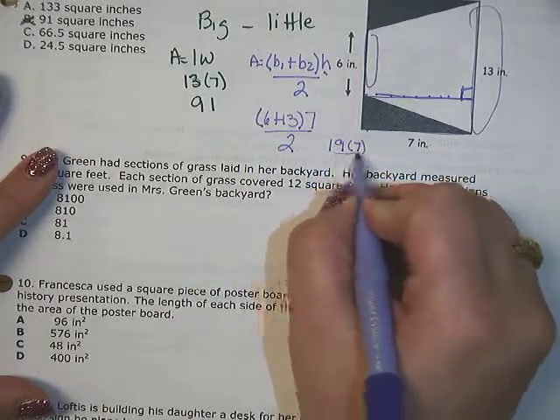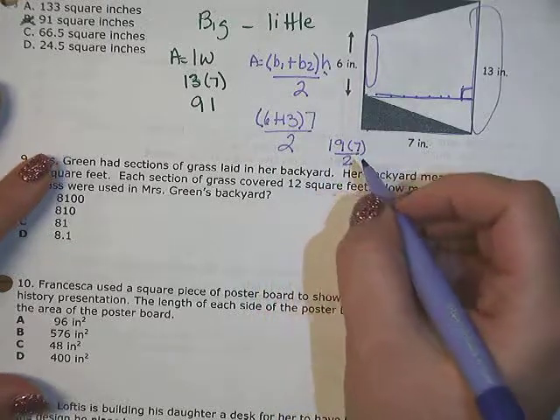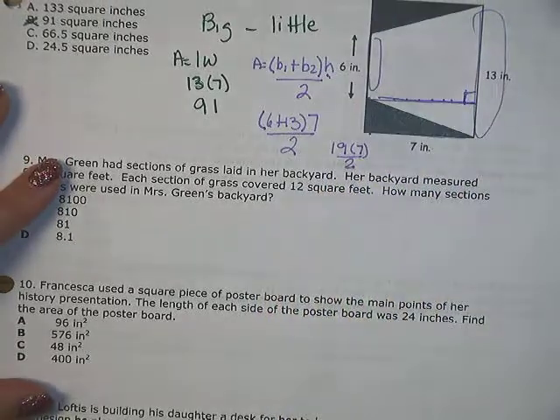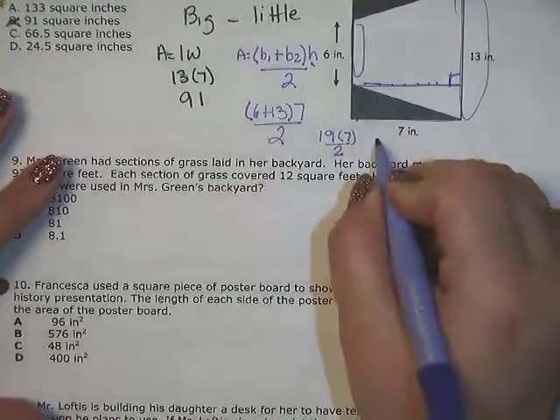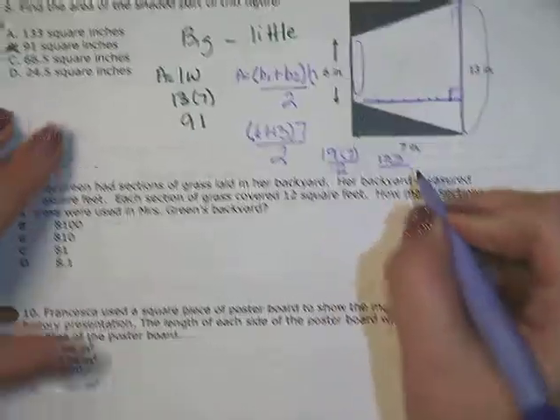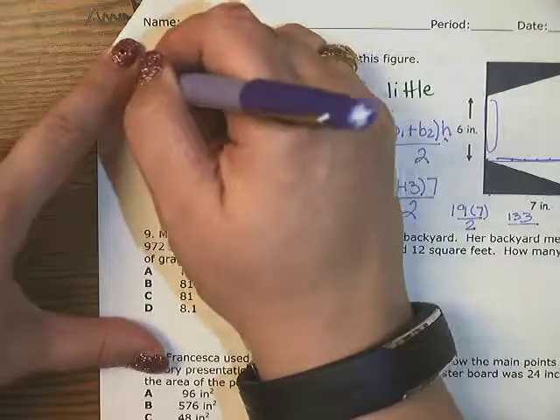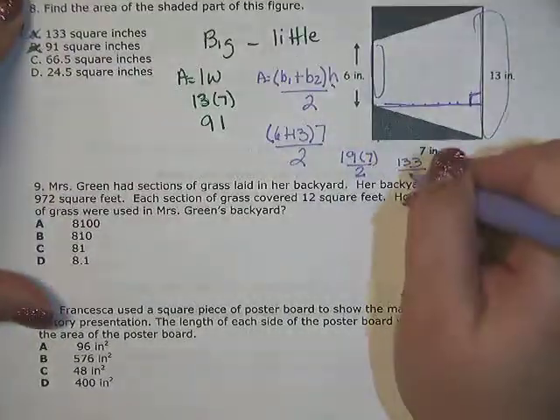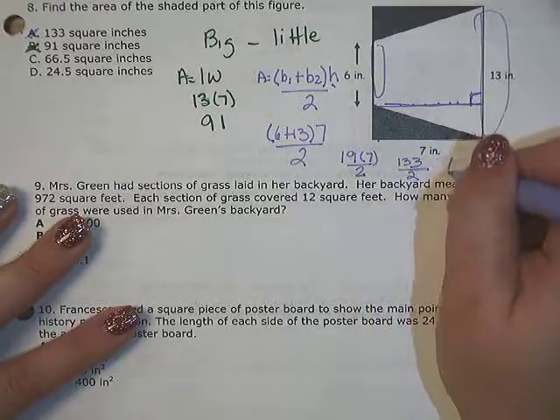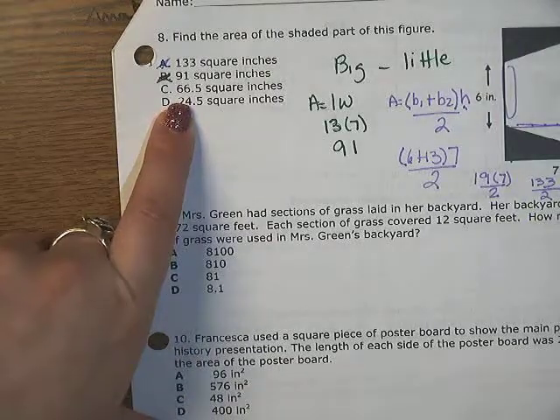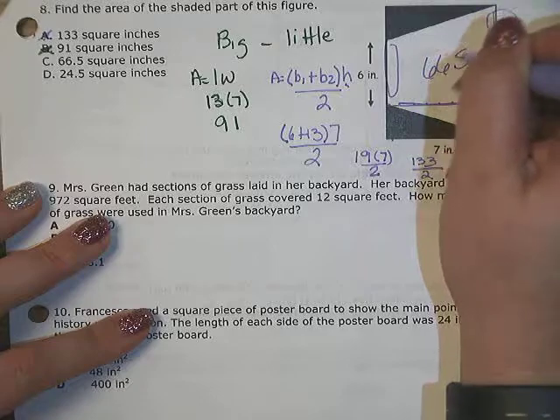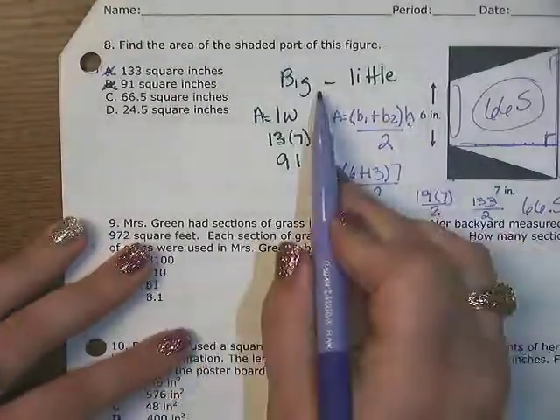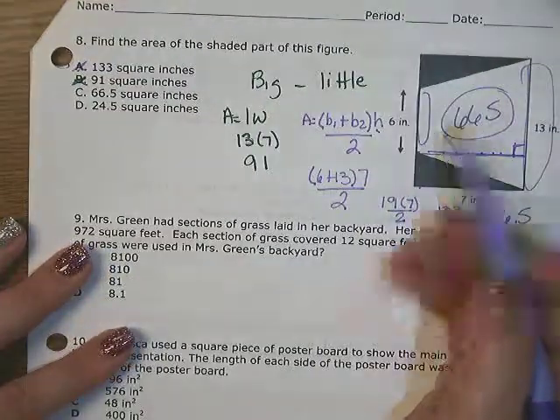Well, 6 plus 13 is 19. And then 19 times 7 gives me 133, which, that's an answer choice. Tricky, tricky. Okay, I forgot to divide by 2. When I divide by 2, I get 66.5, which again is an answer choice. But 66.5 is only for this white part.